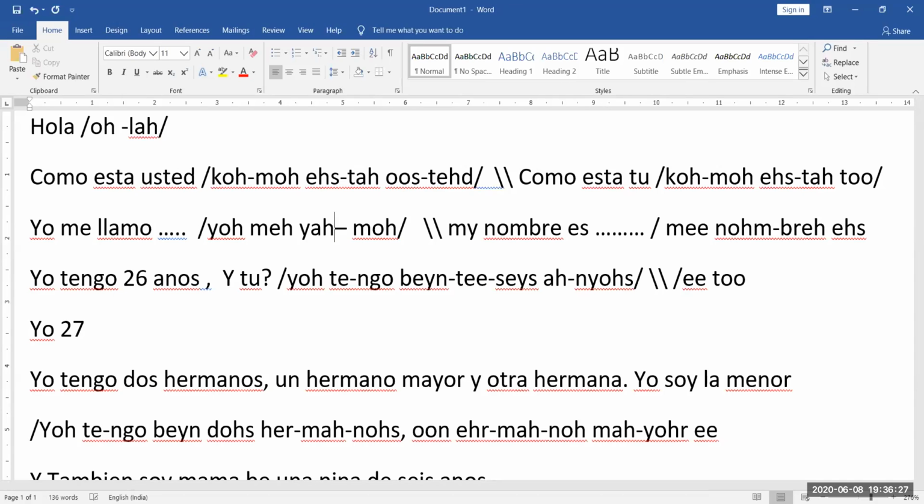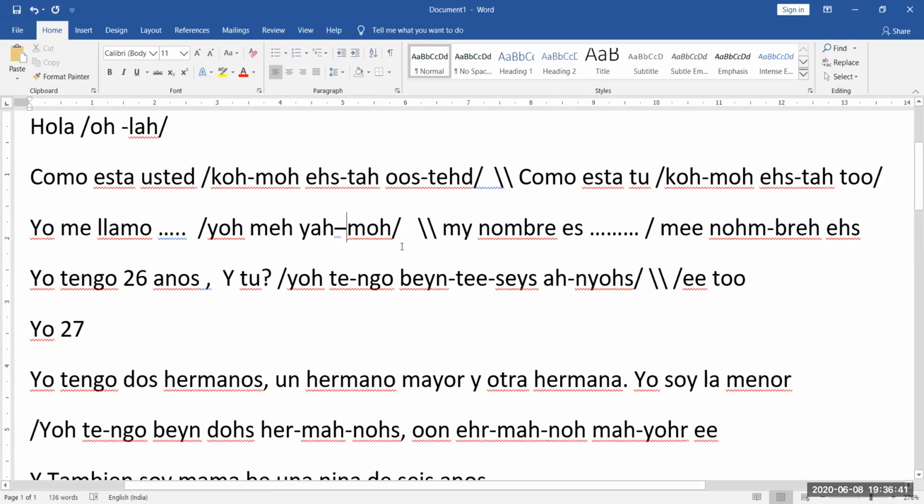Now you would see this word Yo being used a lot because that is nothing but saying me, my name is, or I am. Yo me llamo. And then you can go on with your name. Or if you like meeting someone for the first time or anything as such, you can also use mi nombre es. So the first one would be I am called so and so. The second one will be my name is.